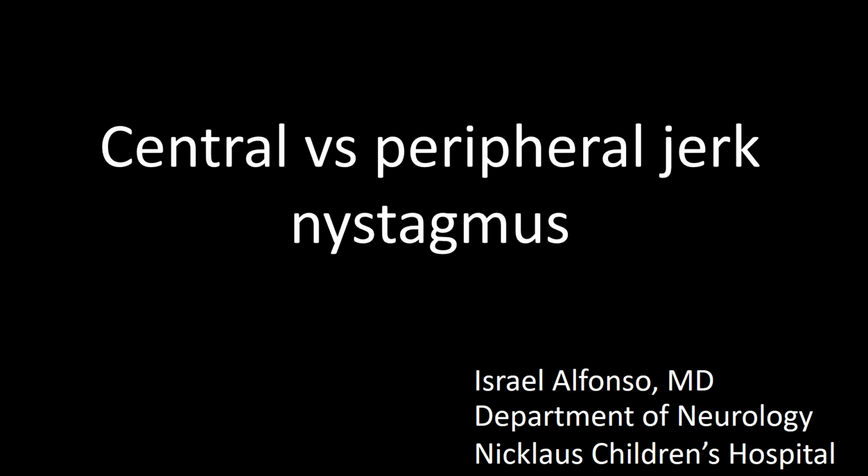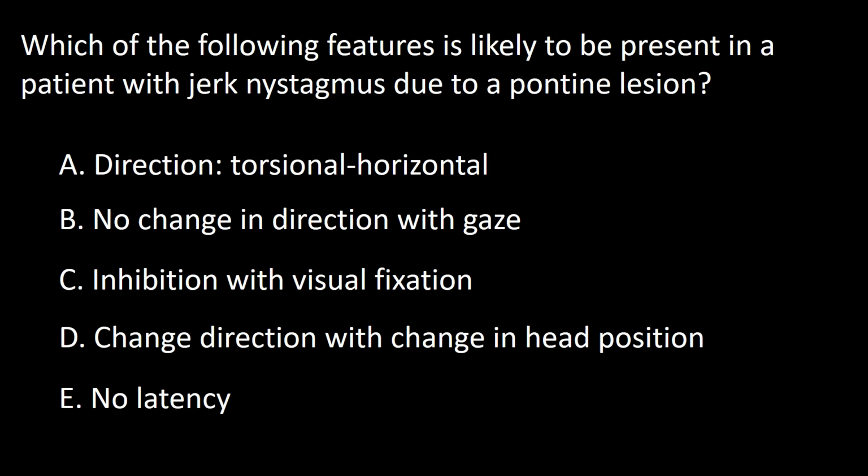The title of this brief is Central versus Peripheral Jerk Nystagmus. It will be developed by answering two questions. Question number 1. Which of the following features is likely to be present in a patient with jerk nystagmus due to a pontine lesion? A.